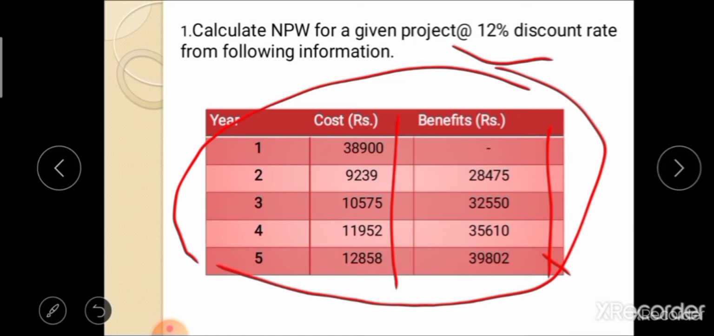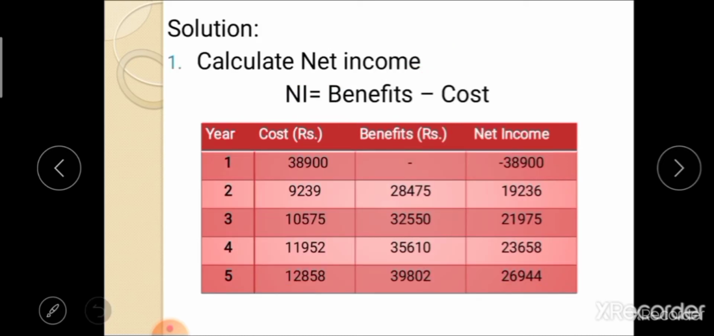For the solution, we need to first calculate net income. Net income is calculated by taking the difference between benefits and cost. That means benefit minus cost is equal to net income. Respectively, calculate the net income of 5 years. For the first year, net income is benefit 0 minus 38,900, which is equal to minus 38,900.